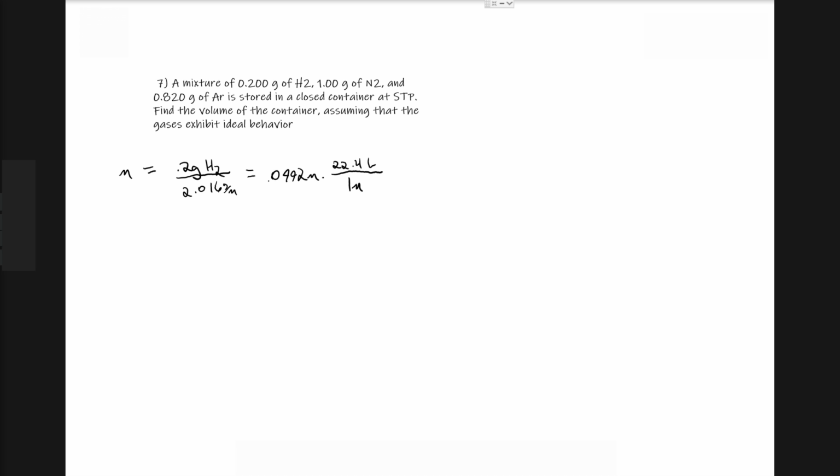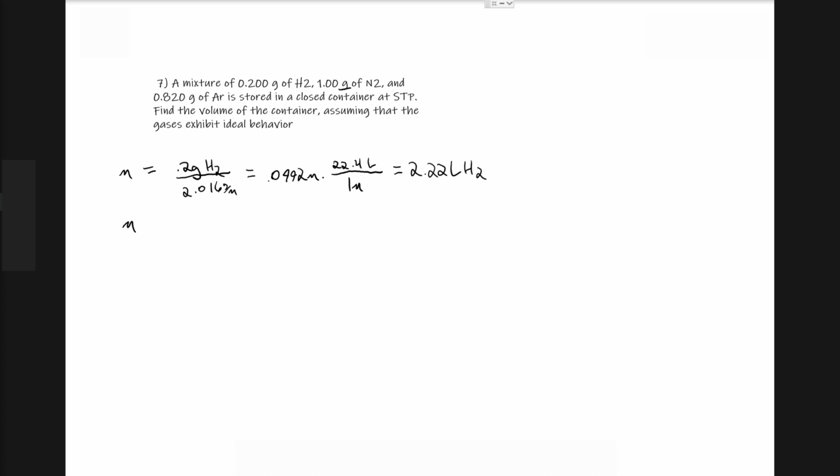And that gives us that we have about 2.22 liters of H2. So see how I've done this here? I've gone from grams, which is what we were originally given, of H2, and I've taken that to liters of H2. So let's go ahead and do this same thing for our other substances.